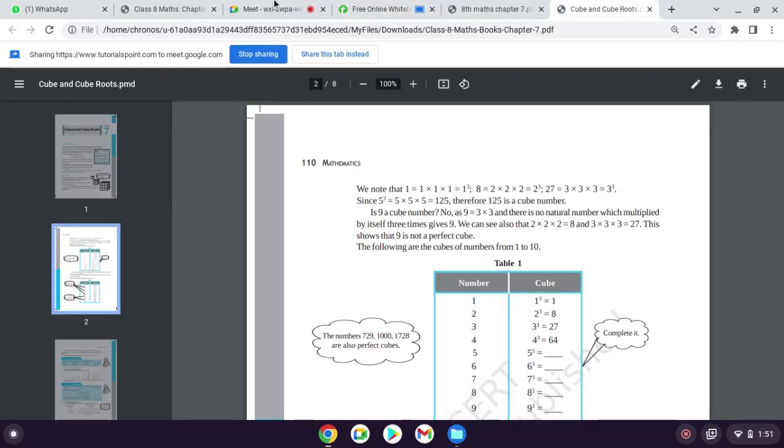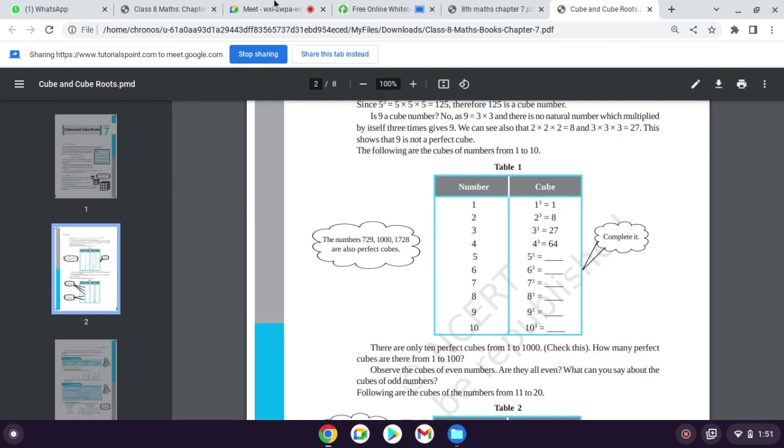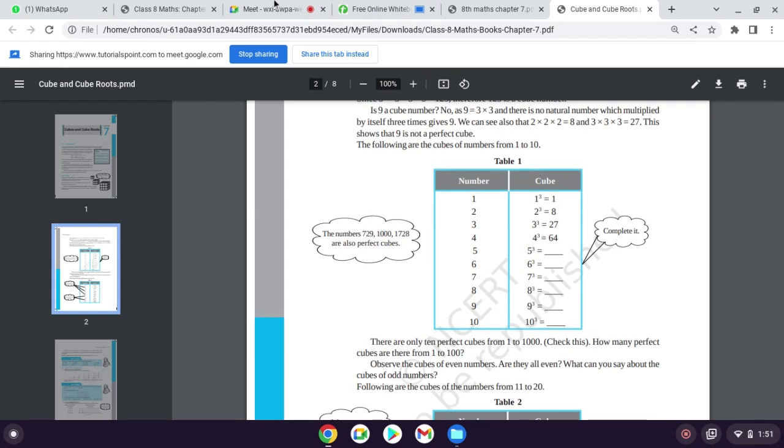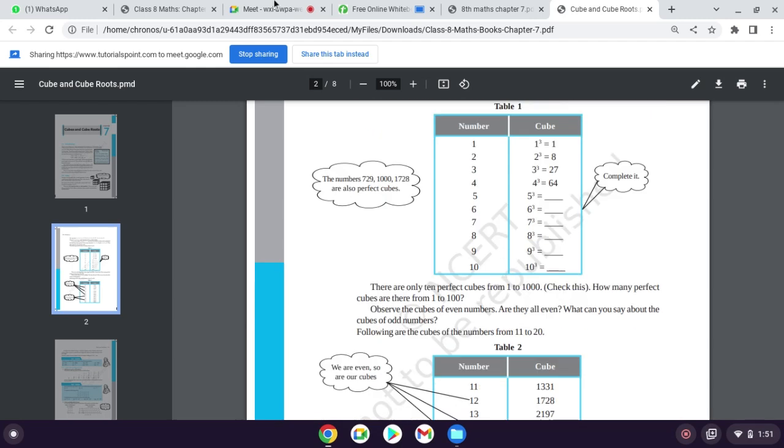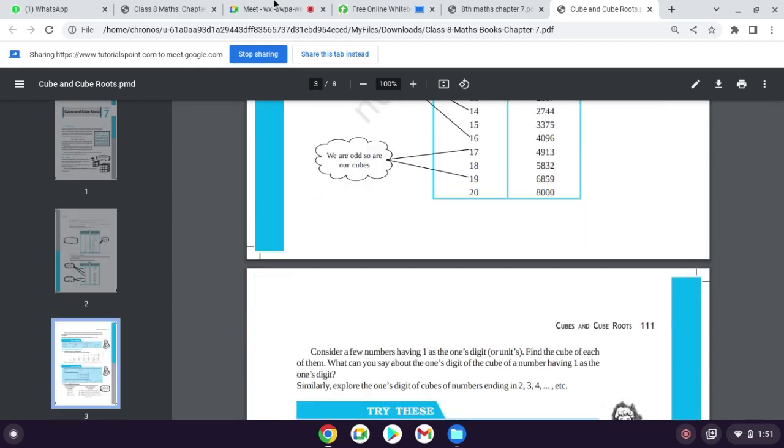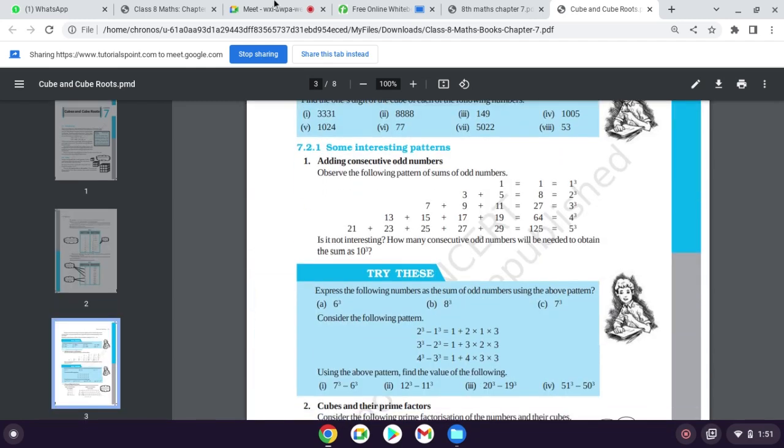So this is how you can work and you can solve any number. Look at the table. 4 cube is 64, 5 cube is 125. You have to multiply the number thrice with itself: 5 multiplied by 5 multiplied by 5 is 125. Now 6 three times, 6 cubed, is 216. Okay, and so on. You can complete this table. Got it? Okay. Yes.